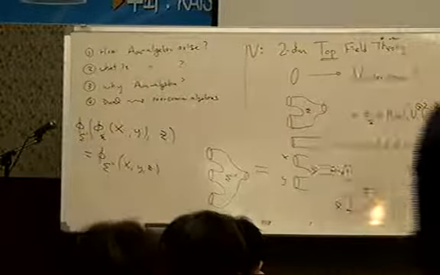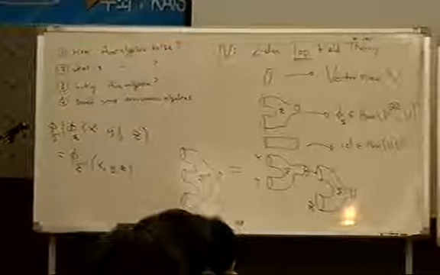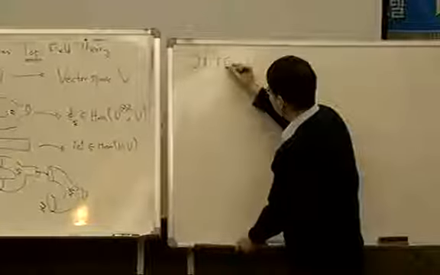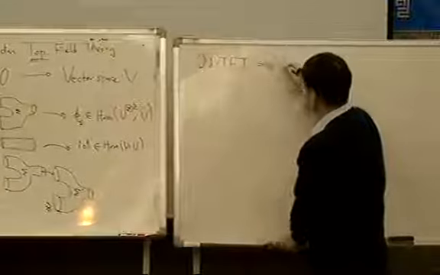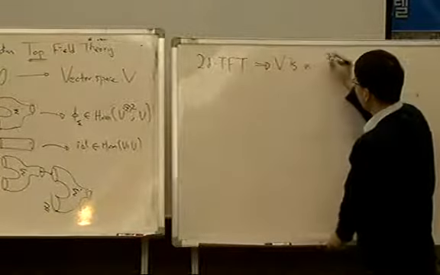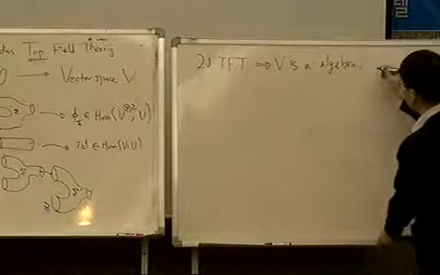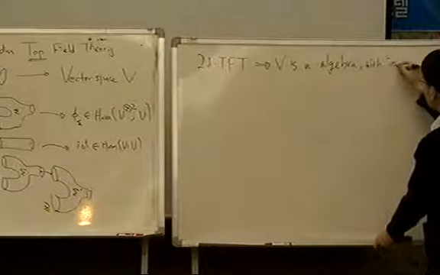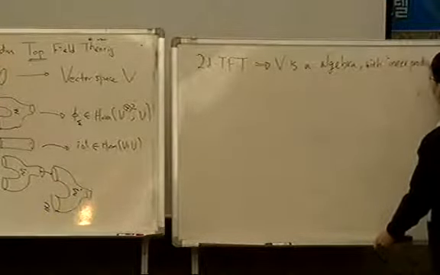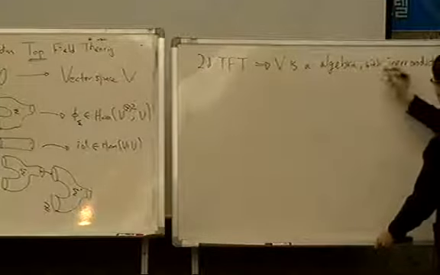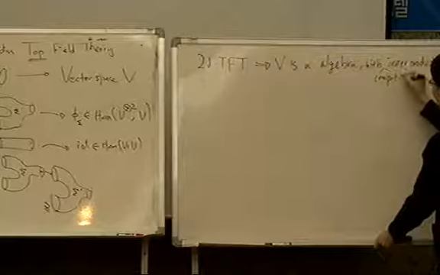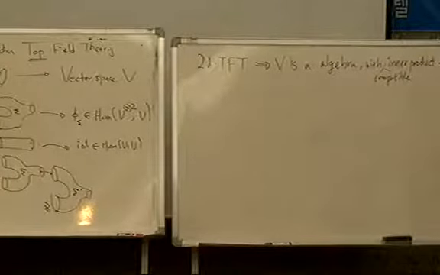And it's not hard to see, if you play with this, that a two-dimensional TFT just means that V is an algebra with a compatible inner product, in the following sense, and this is actually called a Frobenius algebra.